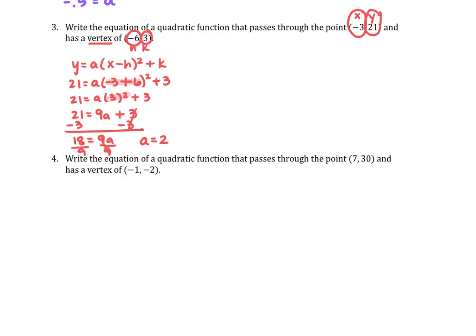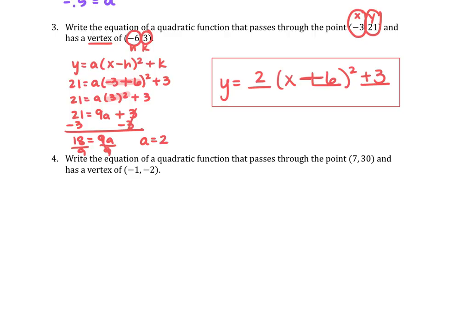Now I have to write my equation. Every time it's going to be that same setup where I have 3 blanks I'm filling in. The a value is 2. The h value was negative 6. Now remember, minus a negative turns to plus. And my k value is plus 3. All right, one more.